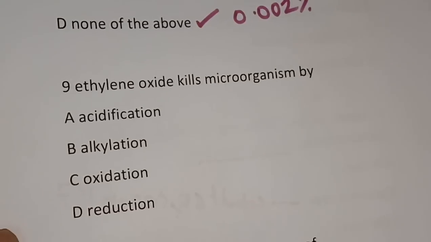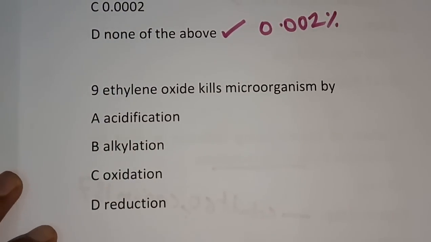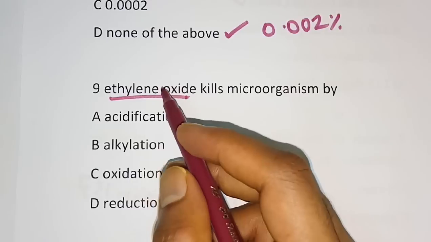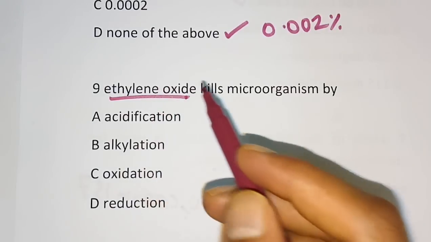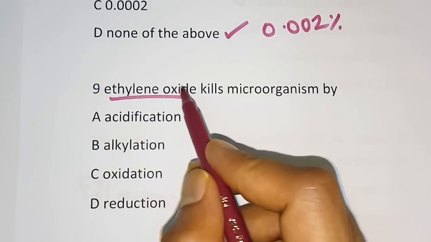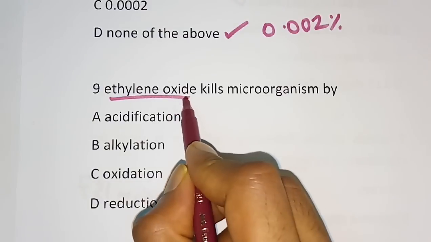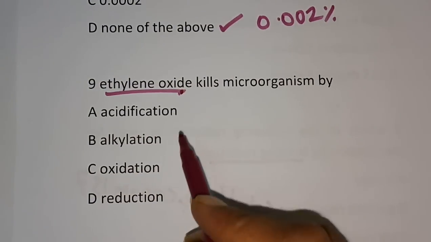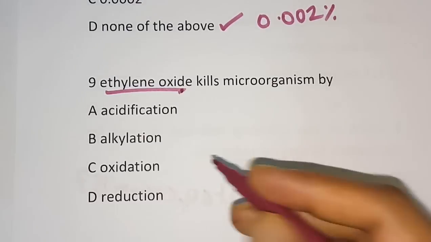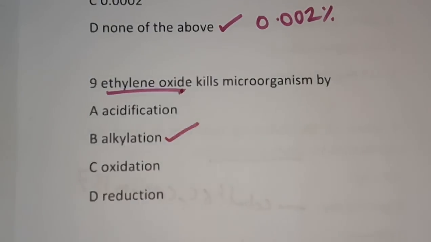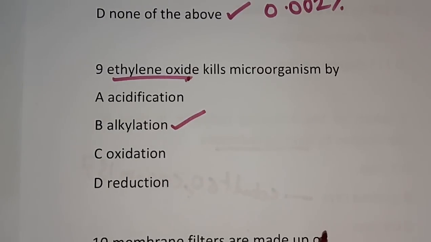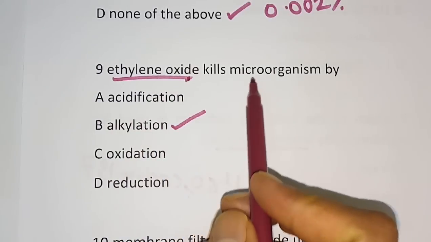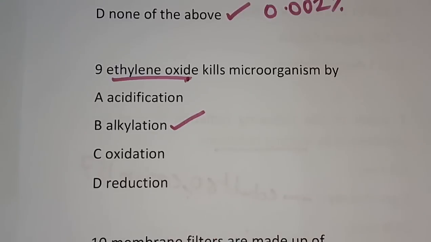Question number 9. Ethylene oxide kills. This is a gaseous sterilization technique. Gaseous sterilization technique used formaldehyde previously, nowadays it's replaced by ethylene oxide. So the question is from gaseous sterilization. Ethylene oxide kills the microorganism by acidification, alkylation, oxidation, or reduction. The correct answer is alkylation. Ethylene oxide, even formaldehyde, is also an alkylating agent. Formaldehyde and ethylene oxide kill microorganisms by alkylation. Now we will move to the next question.